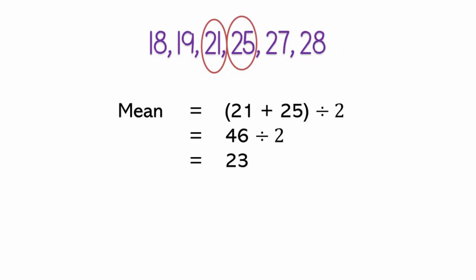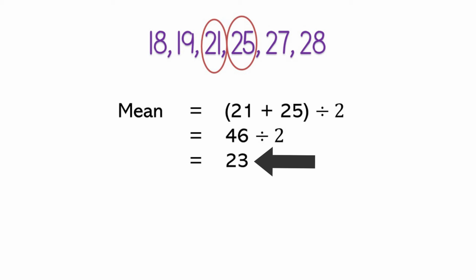In order to calculate the median, they must first find the mean or average of the two middle numbers. To find the mean, they must add 21 and 25 together and divide the answer by 2 as shown on the screen. So, the median for the even group of numbers is 23.